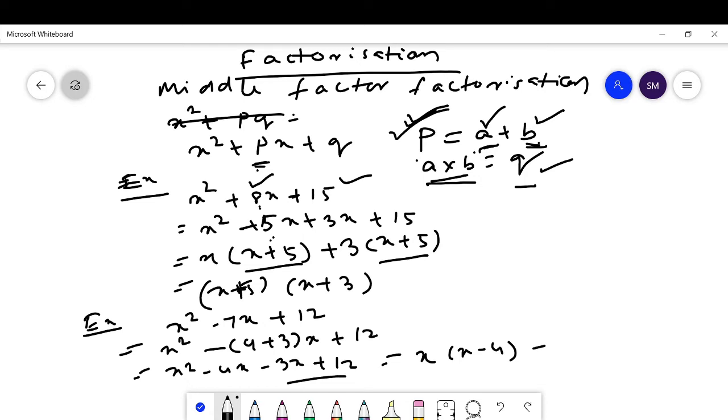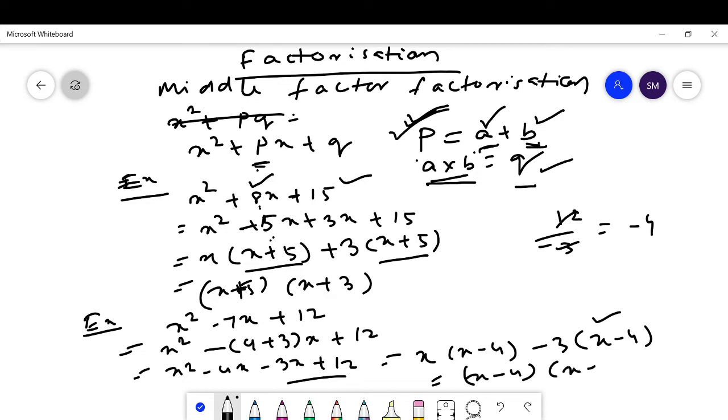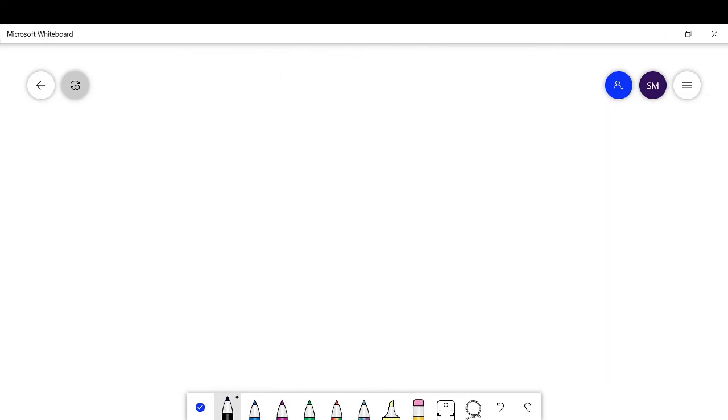Here from these two terms taking common minus 3, then it is x minus 4. While taking common minus 3, here the term remaining is x. From plus 12, when plus 12 is divided by minus 3, it gives us minus 4. From these two terms, x minus 4 is the common term. Taking x minus 4 out, then it is x minus 3. Then x minus 4 into x minus 3 is the factorized form of the algebraic expression x square minus 7x plus 12. Okay.